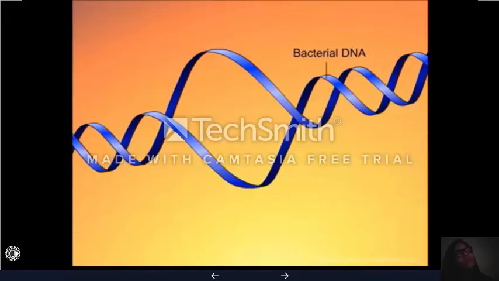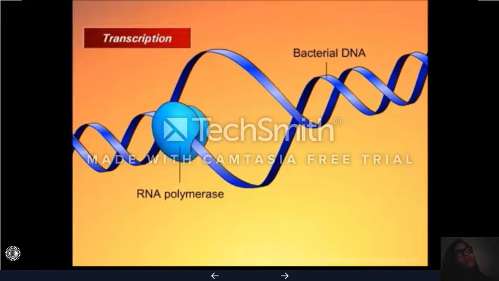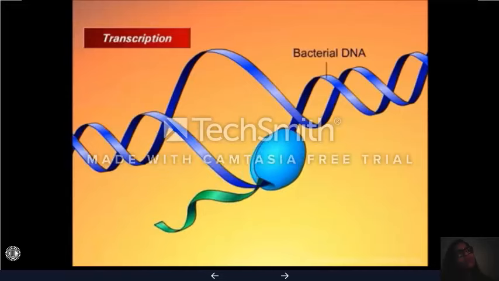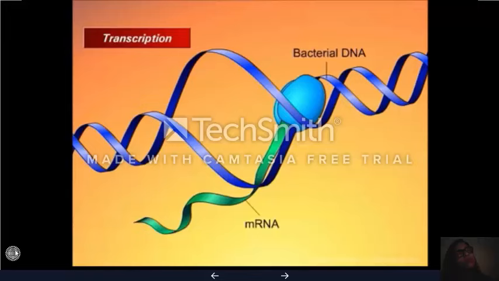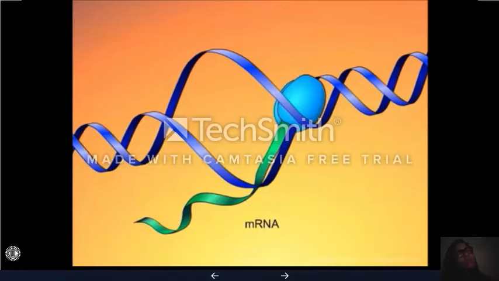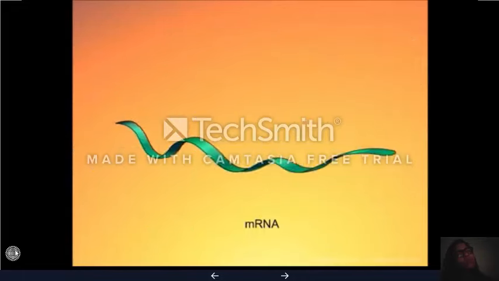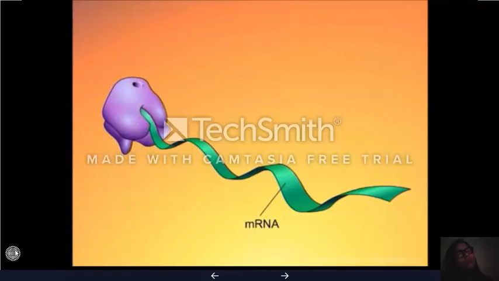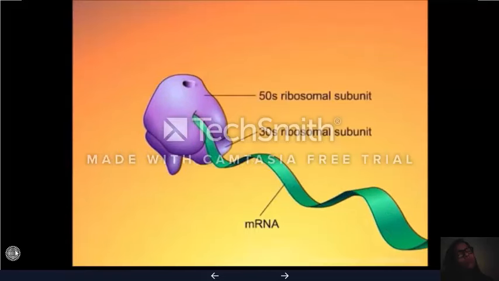Only one strand of the DNA serves as a template for this process known as transcription. Transcription results in the formation of messenger RNA, mRNA, which is a mirror copy of the DNA segment. Once the strand of mRNA is complete, it will detach from the DNA template and in turn become attached to ribosomes. Bacterial ribosomes are made of a small 30S and a large 50S subunit.